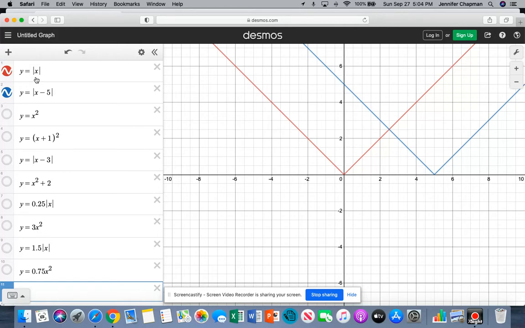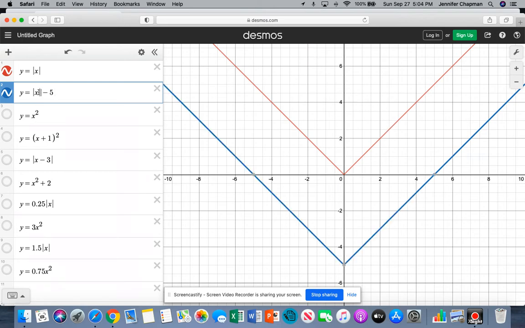So for number 18, g of x equals the absolute value of x minus 5. And I think I typed that in incorrectly, so let me fix that real quick. All right, now I'm good. For number 18, the parent function is the red function. You can tell by the color of the graph. Absolute value of x minus 5 is the blue function, so you can see visually what happened to it.